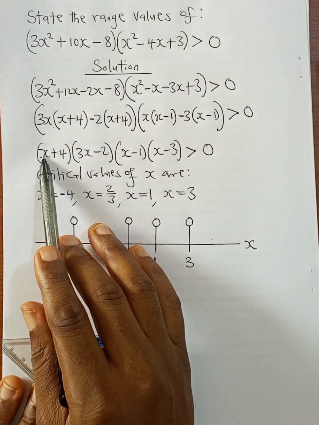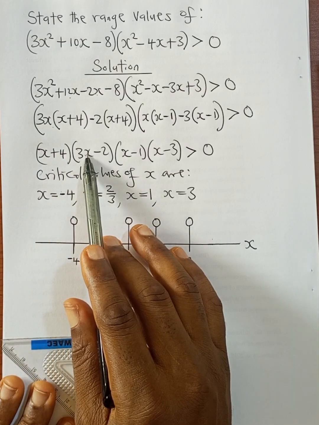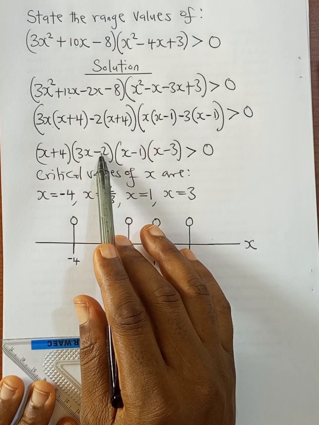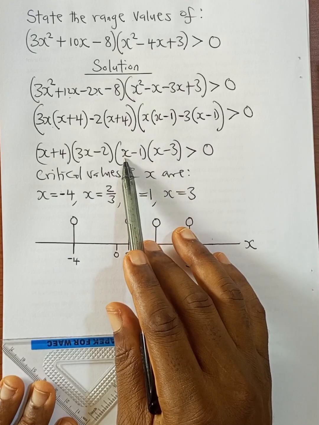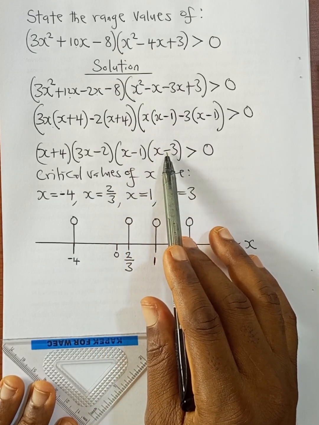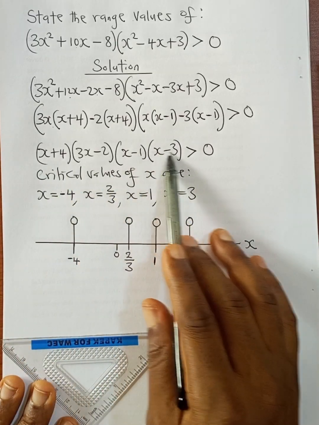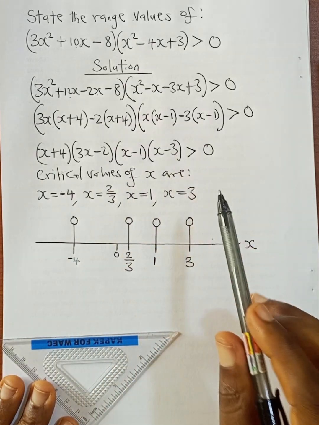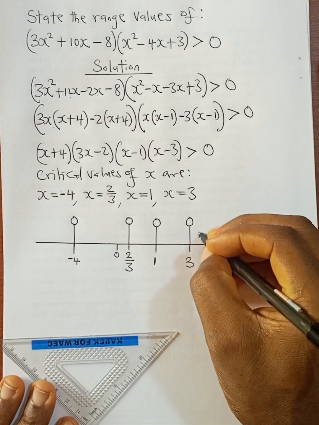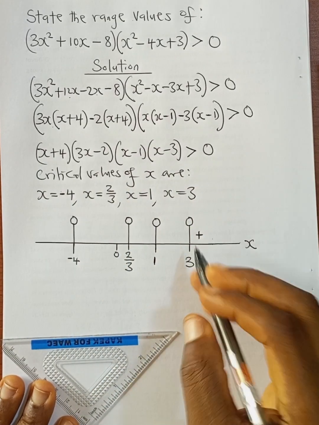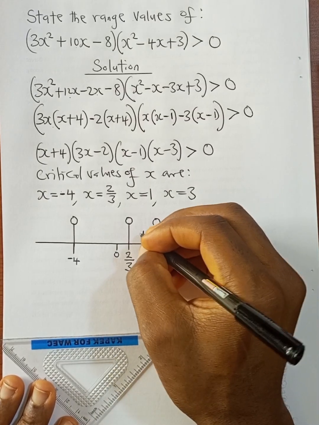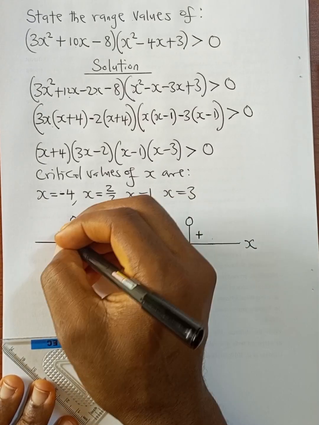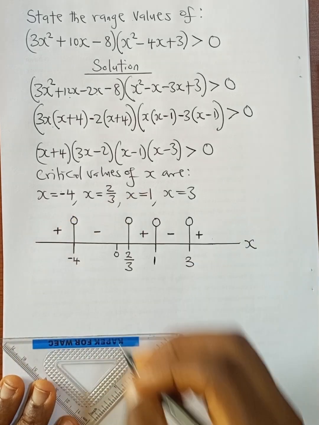If you put 4 here, 4 plus 4 is 8, positive. Put 4 here, 3 times 4, 12. 12 minus 2, 10, positive. Put 4 here, 4 minus 1, 3, positive. Put 4 here, 4 minus 3, 1, positive. So everything here is positive. Positive, positive, positive. So here is positive. And once here is positive, this one will be negative. This will be positive. This will be negative. And this will be positive.